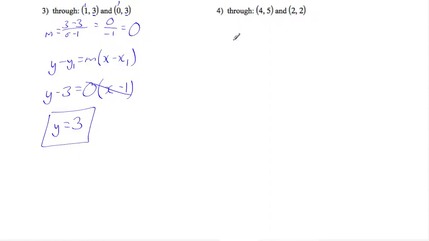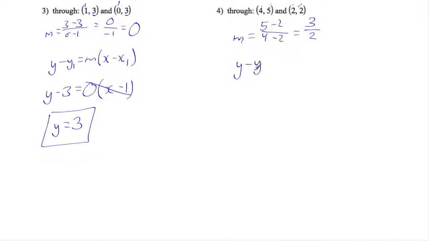Over here, same deal, we need to find the slope. So I like positive values. So I see that 5 is bigger than 2, so I can do 5 minus 2. It doesn't matter which order you subtract, as long as we keep it consistent with the points. So I do 5 minus 2. Now I have to do 4 minus 2 to keep it consistent. And this gives me a nice slope of 3 over 2.